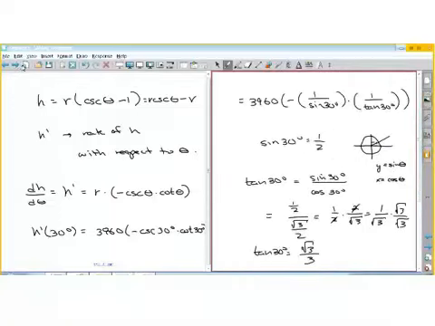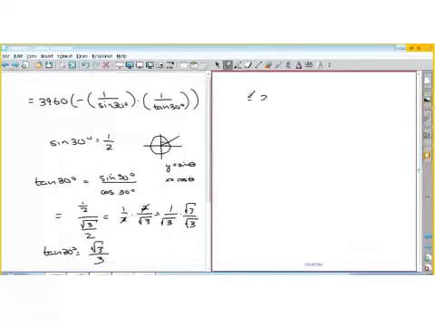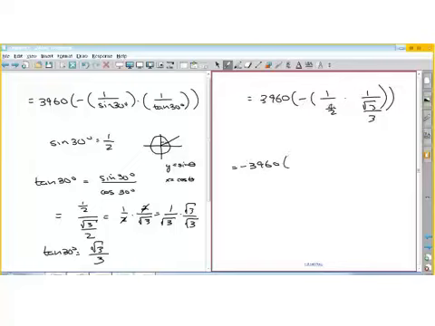Okay, so if you wanted to use the unit circle, that's what we do. So now we can plug in. So you get 3960 times negative 1 over 1/2 times 1 over the tangent, which would be the square root of 3 over 3. And so let's do it again. So 3960, and you can plug it into your calculator at this point if you wanted to, but I'm just going to show you how this works. So 1 divided by 1/2 is 2. And here it's going to be 3 divided by the square root of 3.